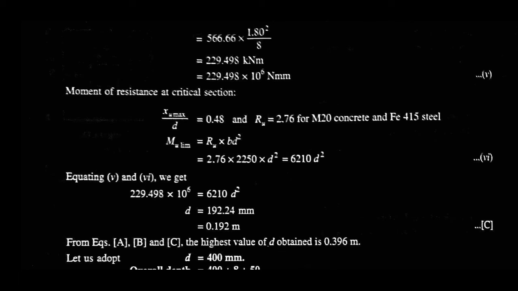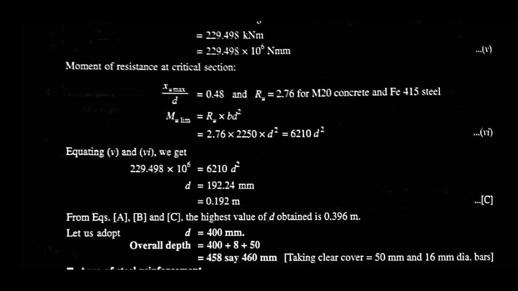229.498 into 10 to the power 6 is equal to 6210 d square. So d is equal to 192.24 mm or 0.192 meter. So from equations A, B and C, the highest value of d obtained is for the one-way shear criterion, that is 0.396 meter or 396 mm. So let's adopt d is equal to 400 mm.